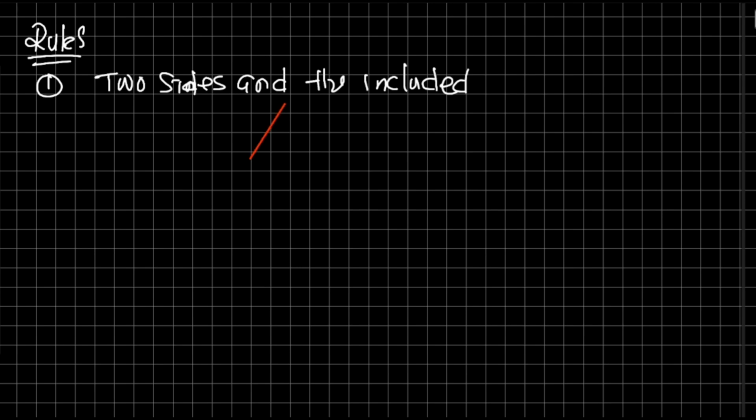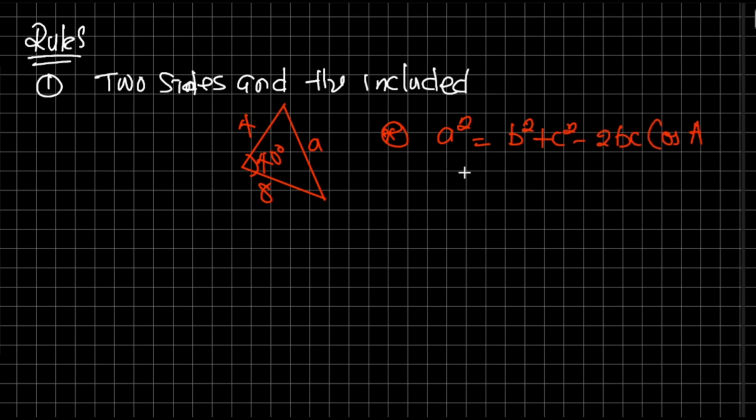So basically if we have this triangle, and we have these sides to be 8 and 4, and then we have this angle to be 40, you can use the cosine rule here. If this is a, you can use a square equals b square plus c square minus 2bc cos A. And of course we have that A is 40, b is 4, and c is 8, so you can always use that.